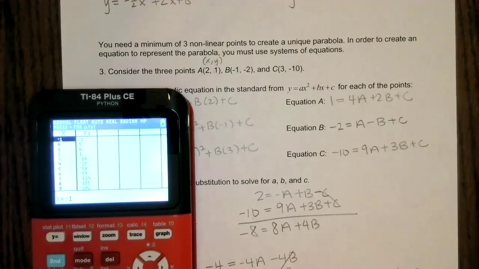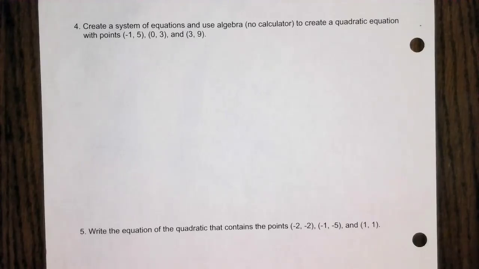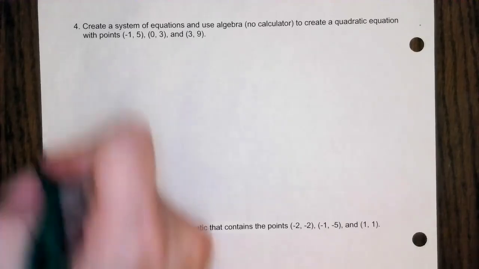There is -1, -2, and we see 2, 1 right there. So each one of those points came from this equation. All right, on the back, we have another one. So let's create our system first. We use each one of those points to make an equation.